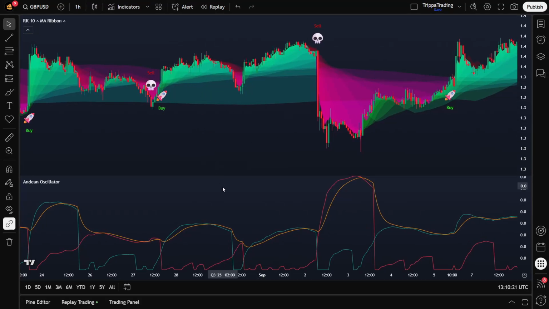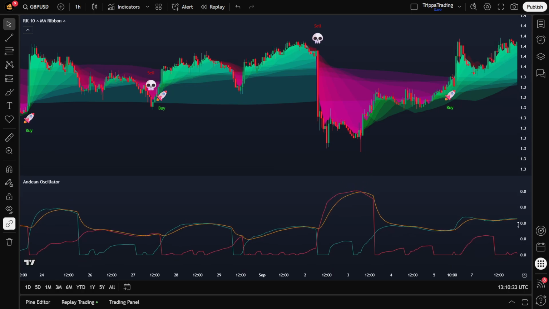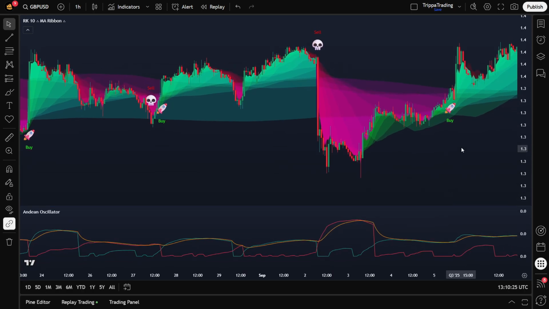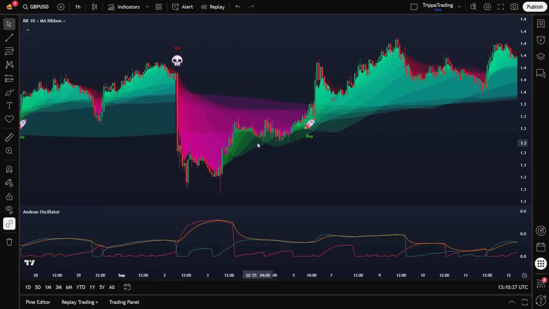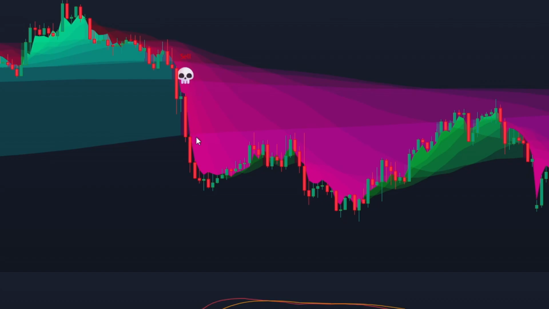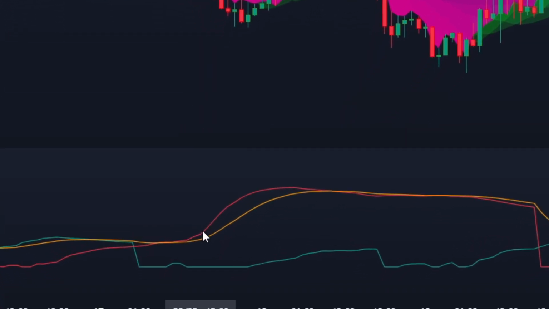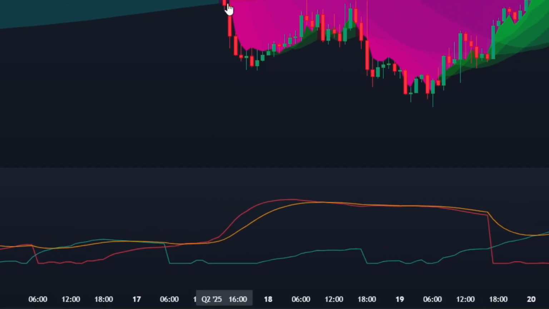The ribbon shows us trend direction, and the Andian oscillator gives us confirmation for entries. Let me explain with an example. Suppose the ribbon is fully purple, showing a strong downtrend. In the Andian oscillator, we want to see the red line cross above the green line, and then above the orange line. That's the exact signal we need to confirm selling momentum.